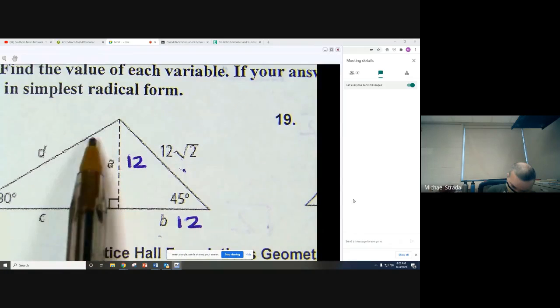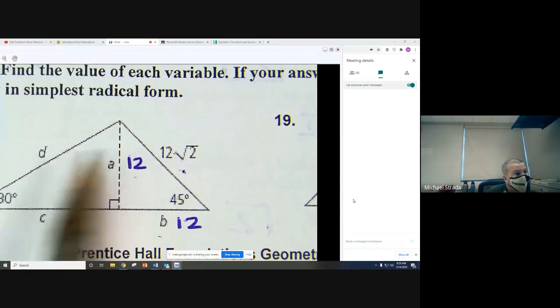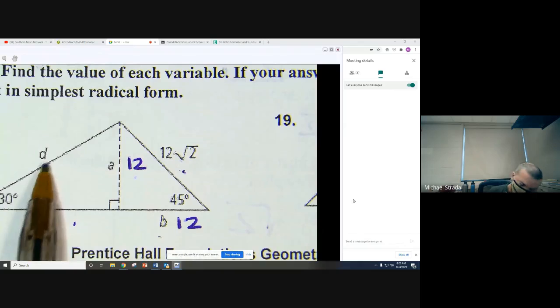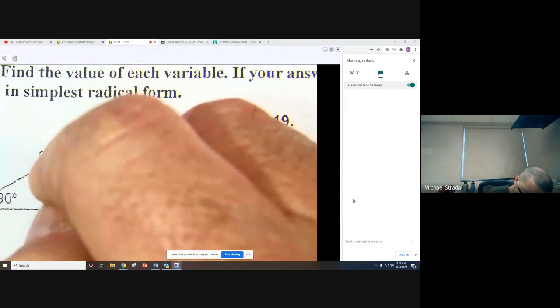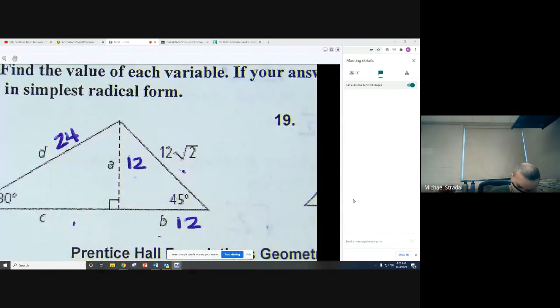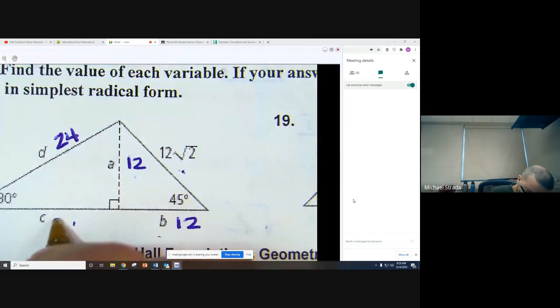Now we take that value and we go to this. That's a 30, 60, 90. Short leg is 12. Hypotenuse is double that. 12 times 2 is 24. And then down here is 12 root 3.